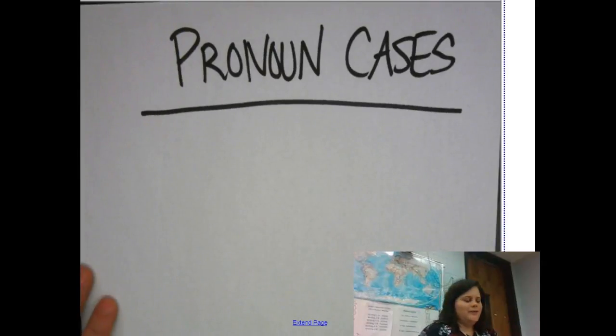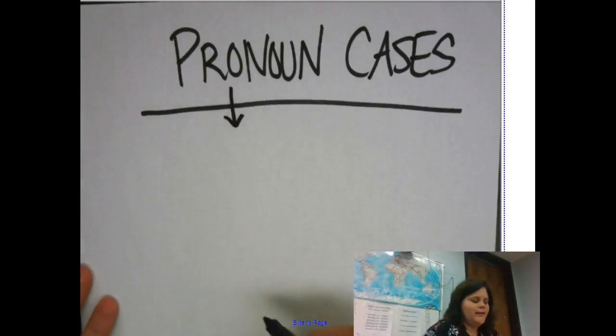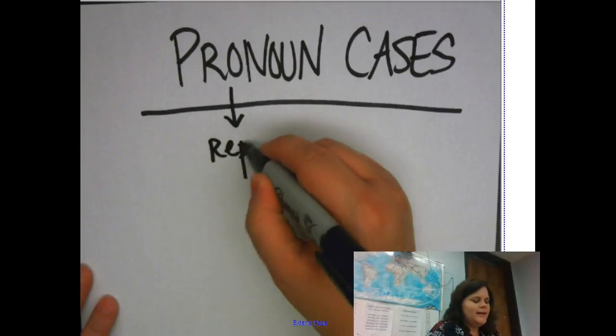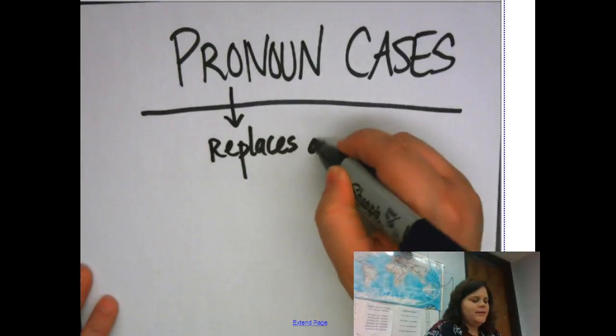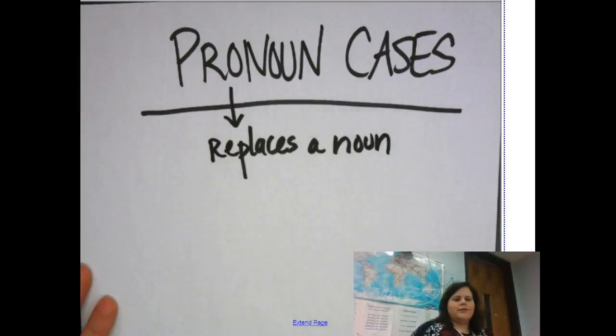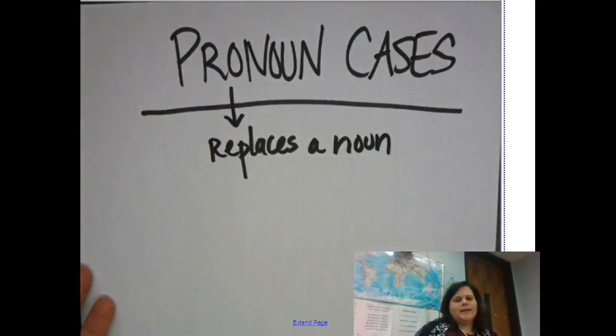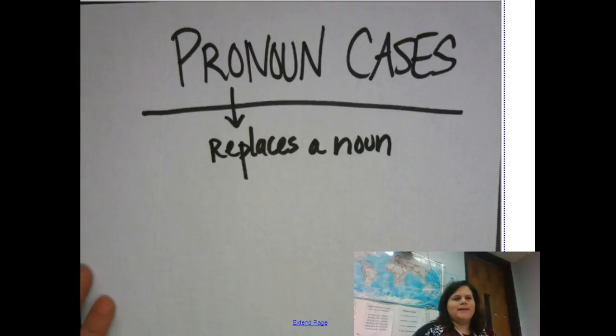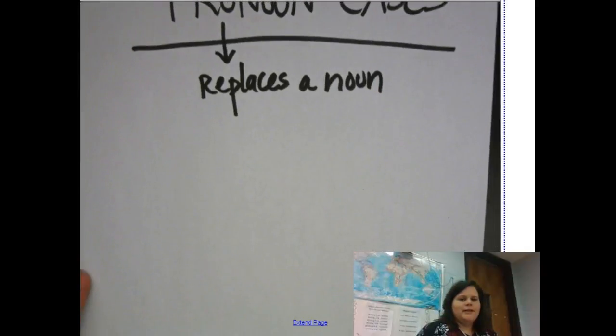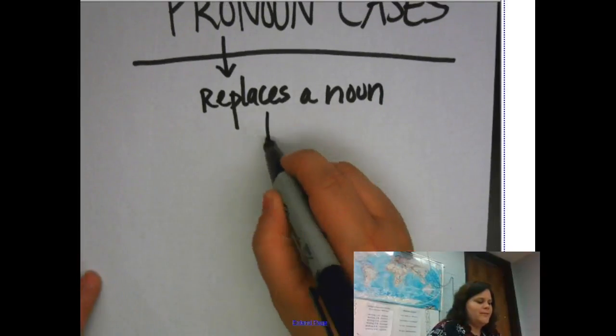Alright, first of all, remind yourself that a pronoun replaces a noun. So instead of dog, you might say it. Instead of school, you might say it. Instead of saying every single person in the room's name, you might say they. It just replaces a noun, and there are 3 cases of pronouns.